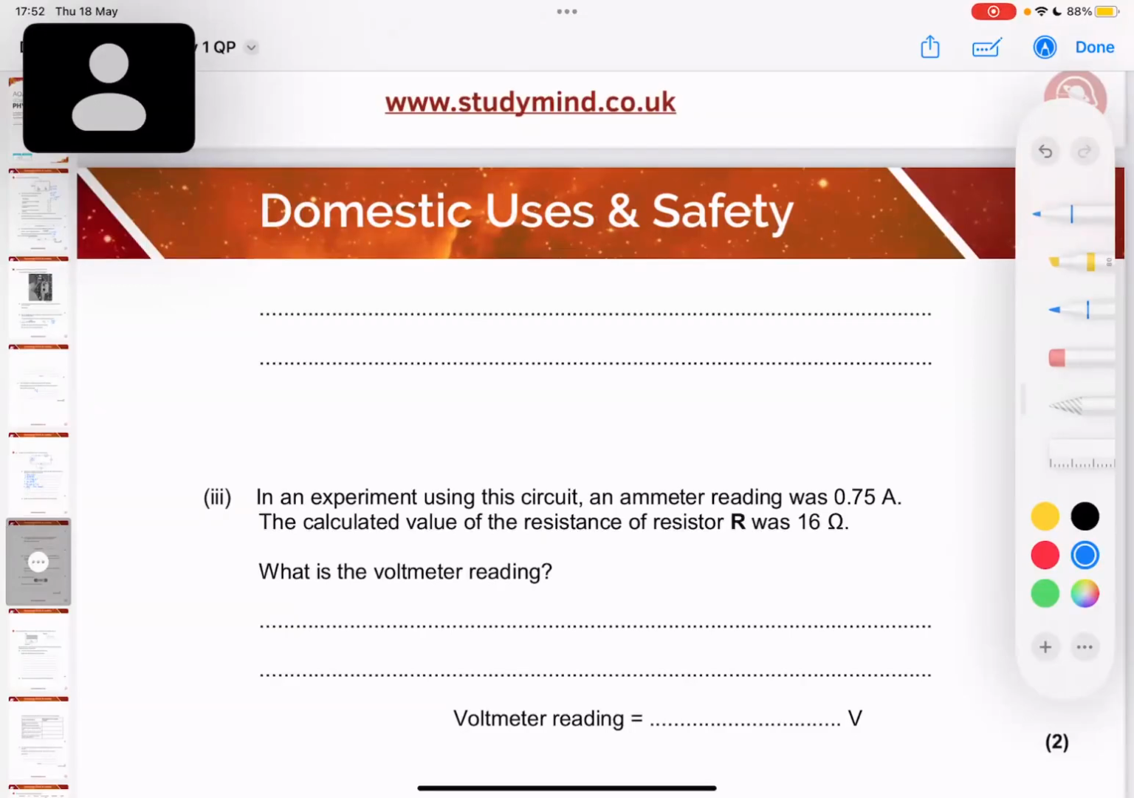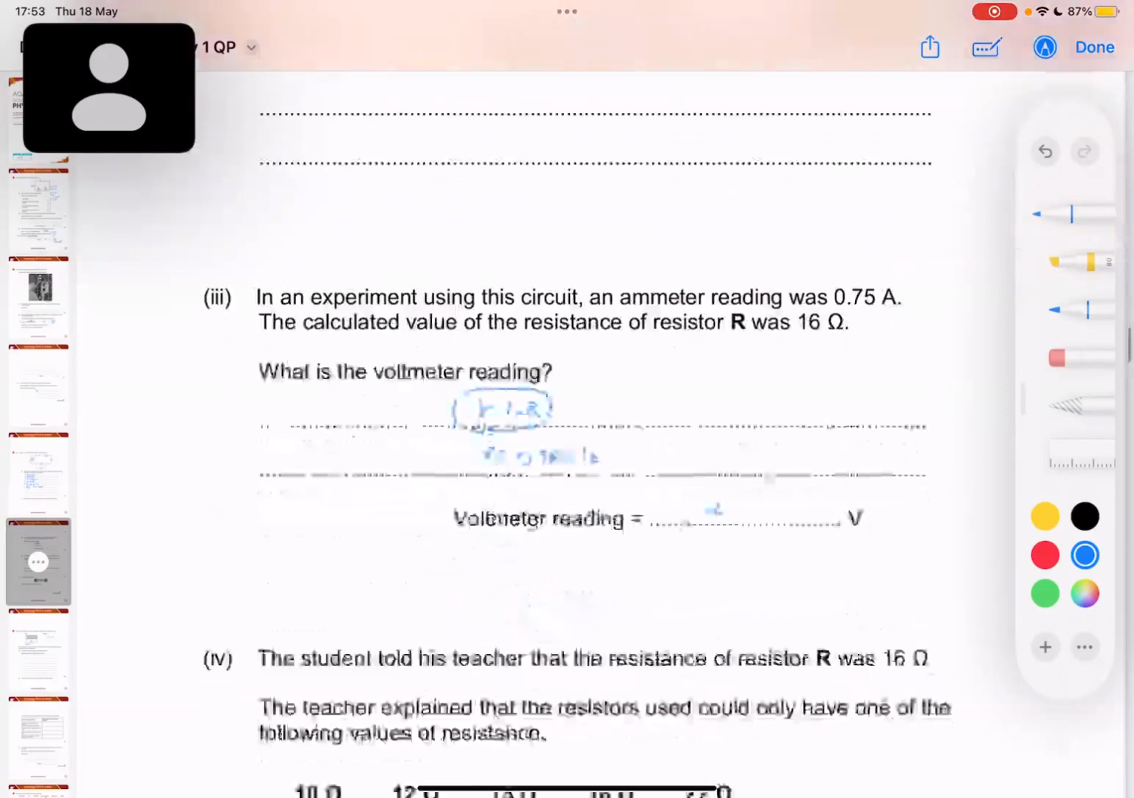So in an experiment using the circuit, an ammeter reading was 0.75 amperes. The calculated value of resistor R was 16 ohms. So what is the voltmeter reading? You know what, I'm not even going to make you do this calculation, because I think you've probably done it multiple times. So it's just going to be V equals IR. So that is going to be 0.75 times 16. And that is going to be 12 volts. Okay. So this is your golden equation in electricity. So just remember which way around it goes, and it's going to help you in most of the questions. Okay.